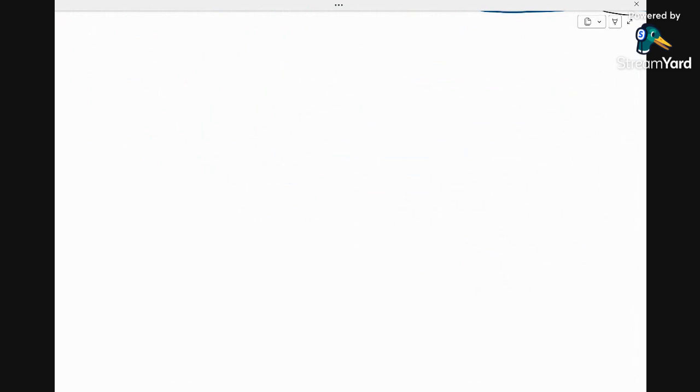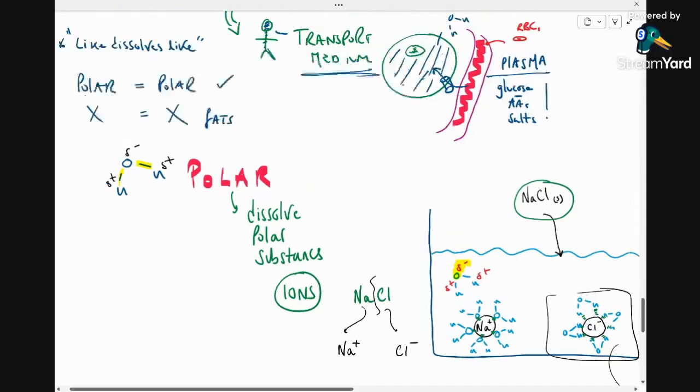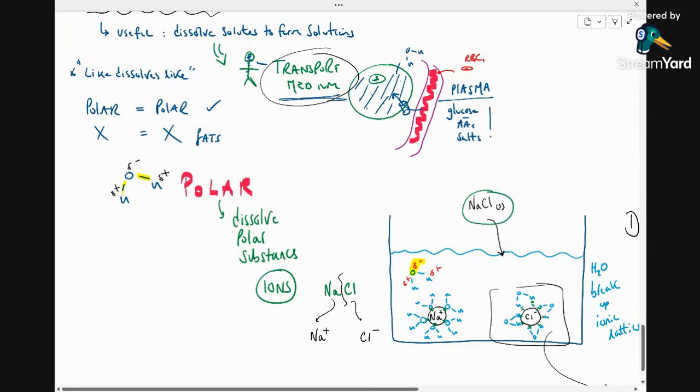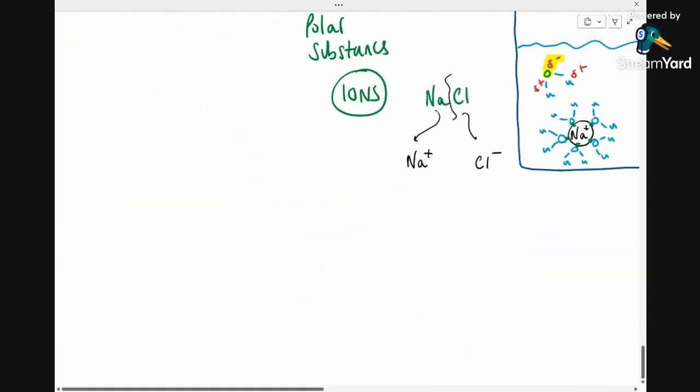So that's kind of 1 and 2 together. 1 is that it's a solvent. 2 is that it's a transport medium. That's why it's important, but they're kind of linked together. So let's go for number 3.